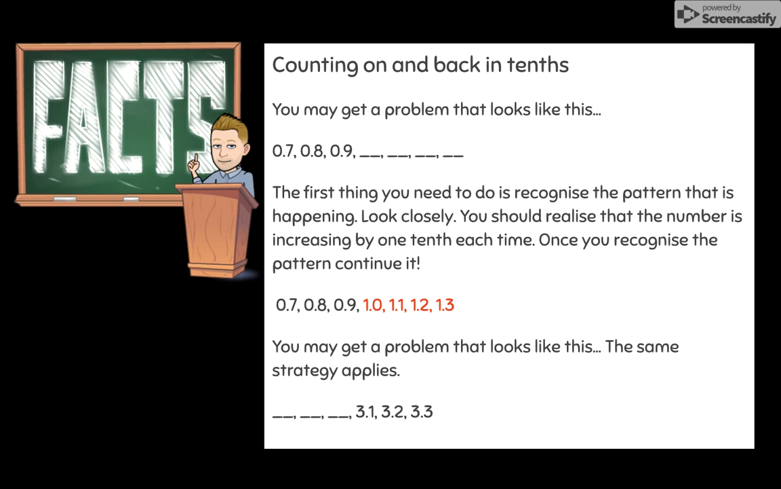You may get a problem that looks like this. So a pattern going backwards. So 3.3, or 3 wholes and 3 tenths, 3 wholes and 2 tenths, 3 wholes and 1/10, and then you have to carry the pattern on going the other way. Again, study the numbers carefully and try to figure out what's happening. In this example, we're going backwards in tenths. So we'd have 3 wholes, then 2.9, and then 2.8.